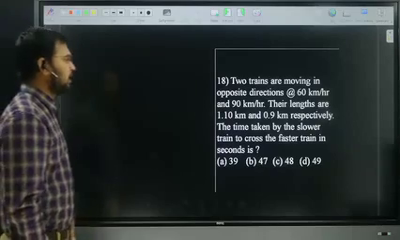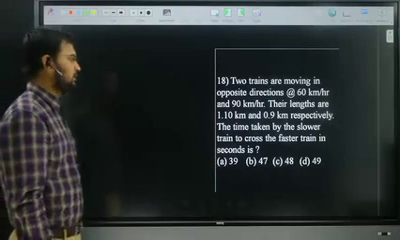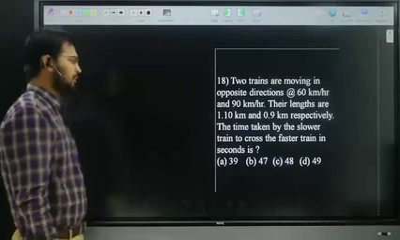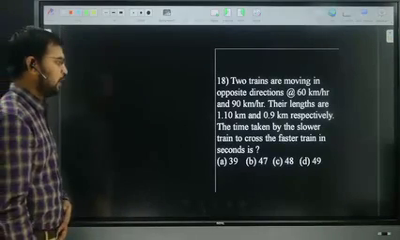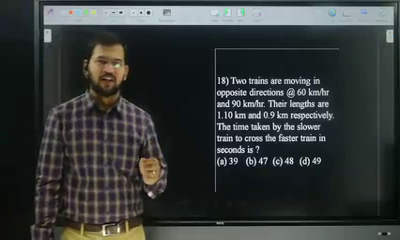Two trains are moving in opposite directions at the rate of 60 km/h and 90 km/h. Their lengths are 1.1 km and 0.9 km respectively. Find the time taken by the slower train to cross the faster train, in seconds. Remember one point, all of you.